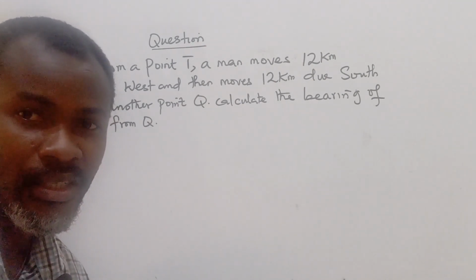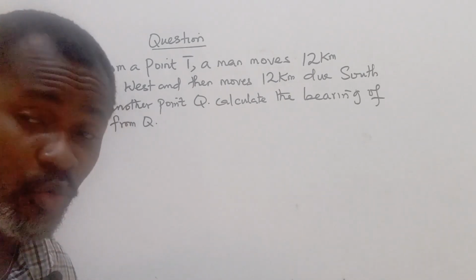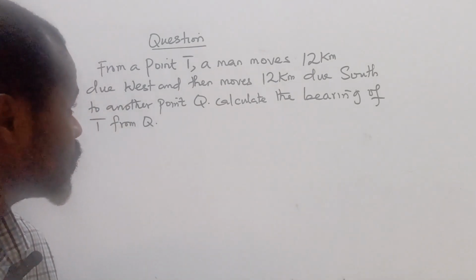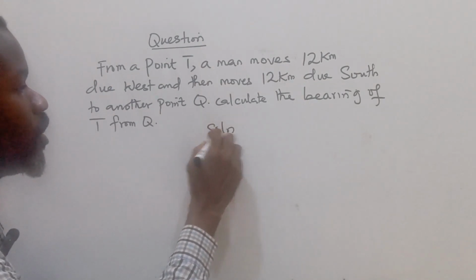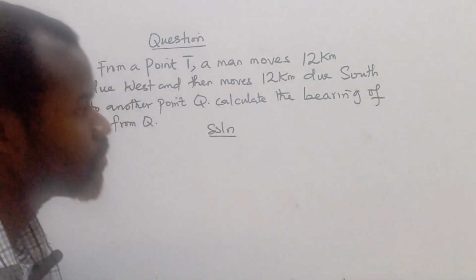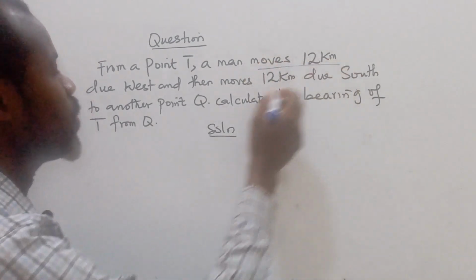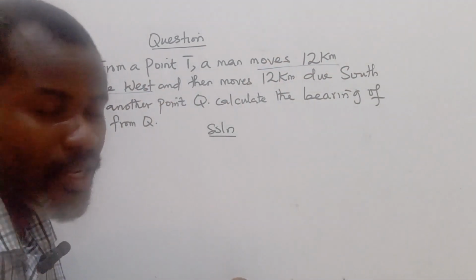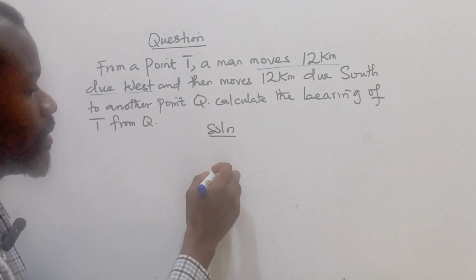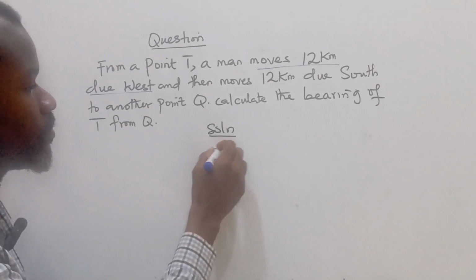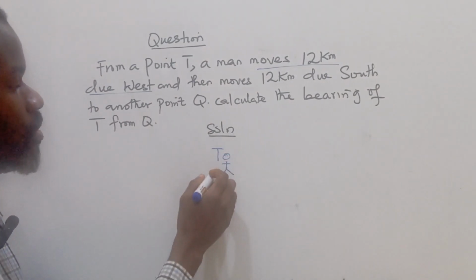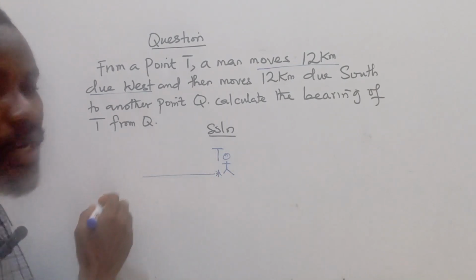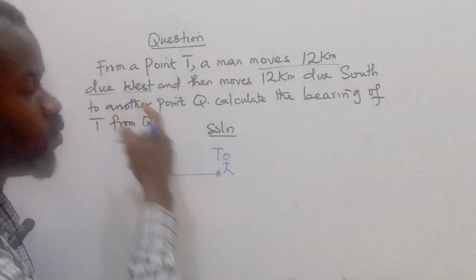I'll read out the question, then we can try to understand the question and solve. So the question reads: from a point T, a man moves 12 kilometers due west. Now let's quickly interpret that. Let's say this is the point T, and we have the man here. So the man moves towards the west. That's what we mean by due west.